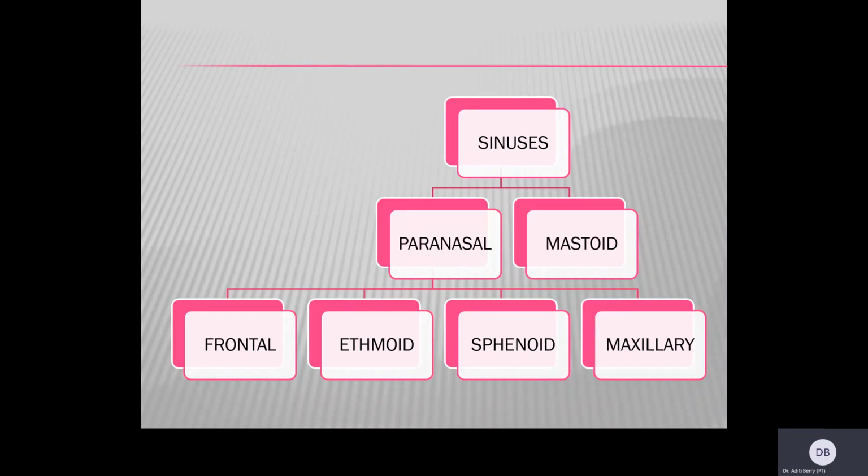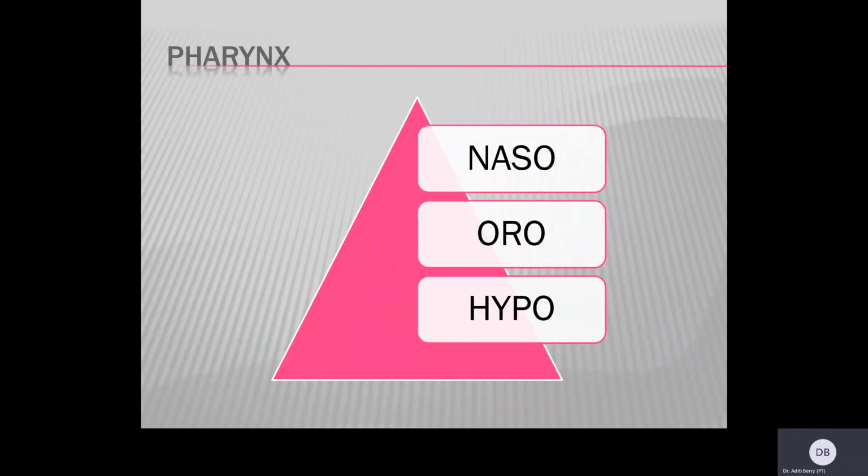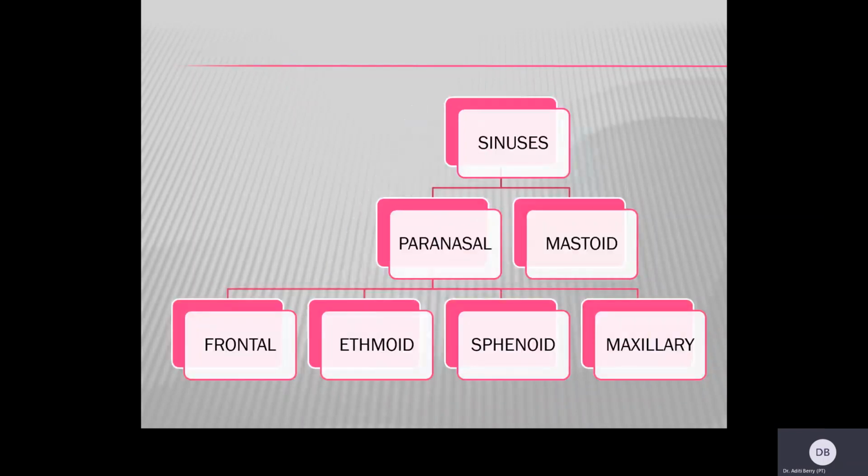Now these sinuses are named after the bone that they are situated in. Okay, so depending upon the bone, they are labeled as frontal sinuses. So you have two frontal sinuses, two ethmoid sinuses, two sphenoid sinuses and two maxillary sinuses. So one thing that you all need to remember is these sinuses, they connect with the nasal cavity via small or very narrow passages. Okay, they are also called as meatus.